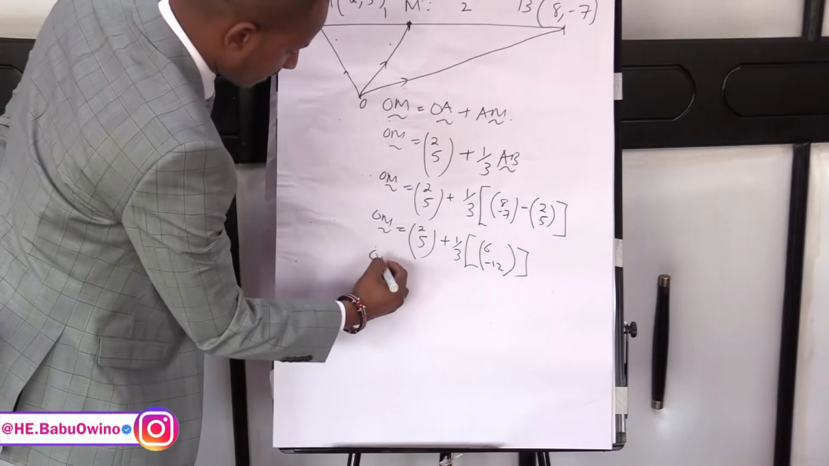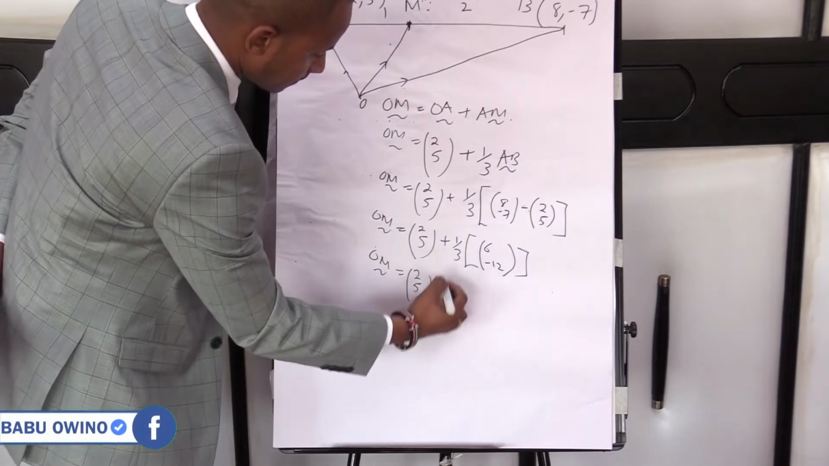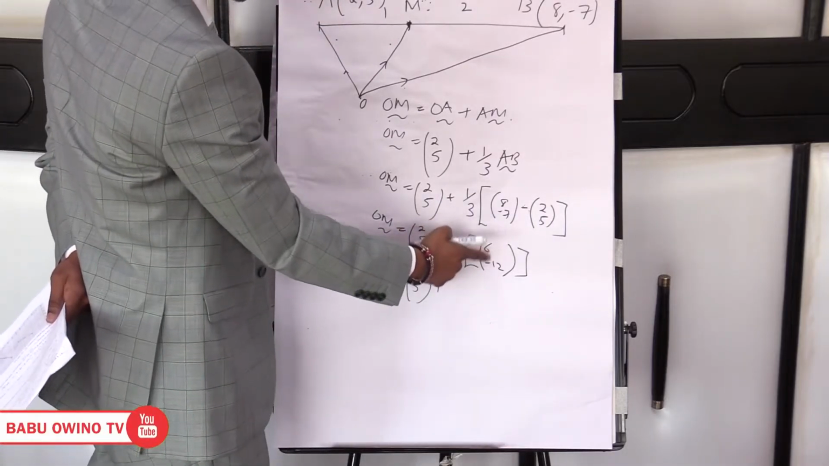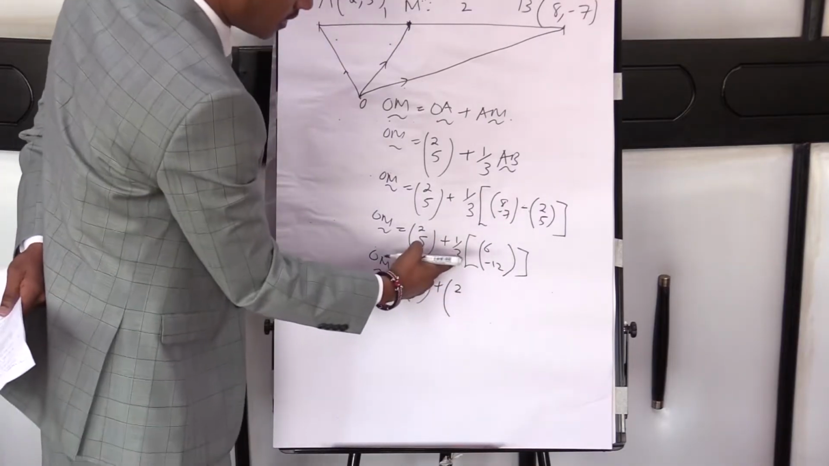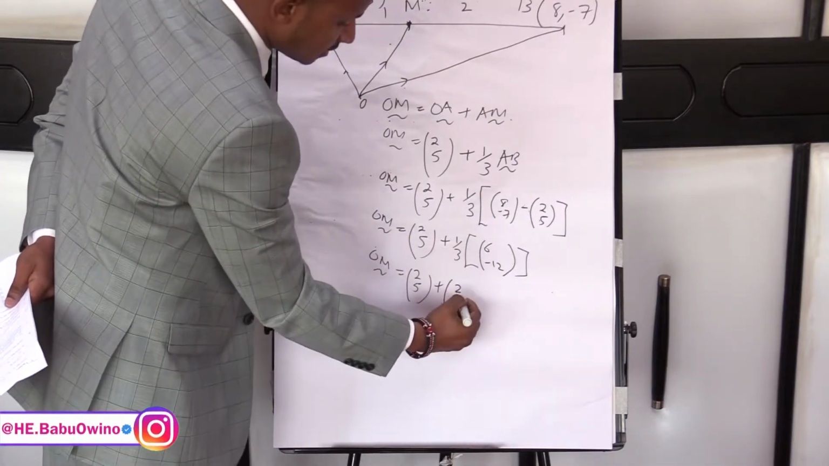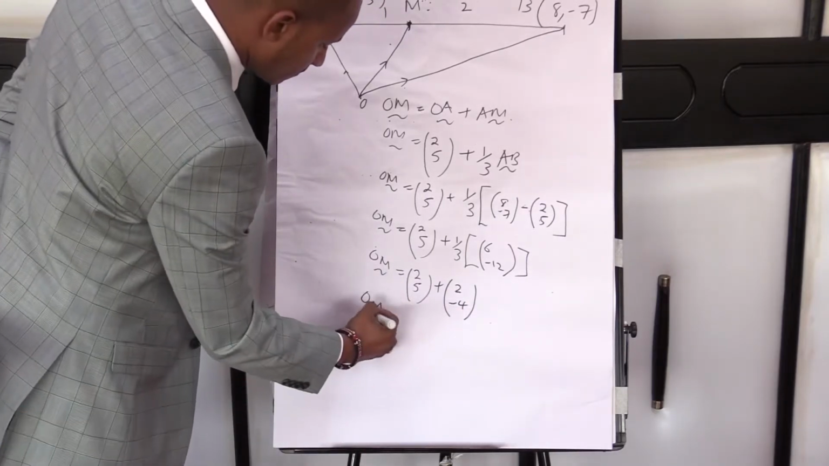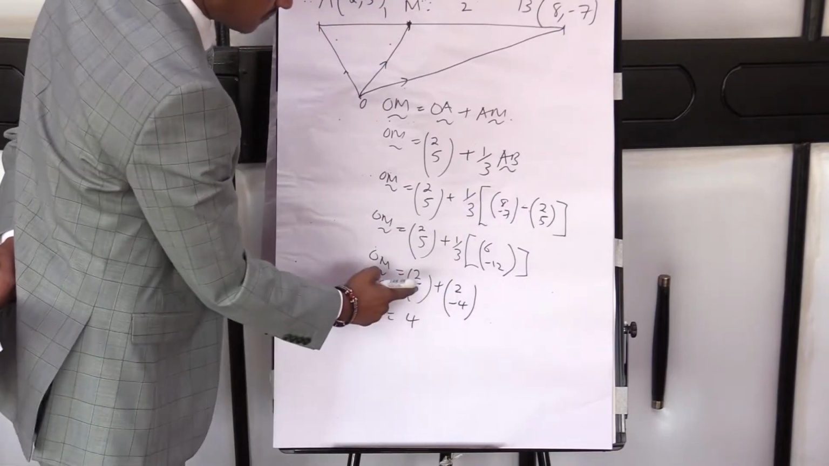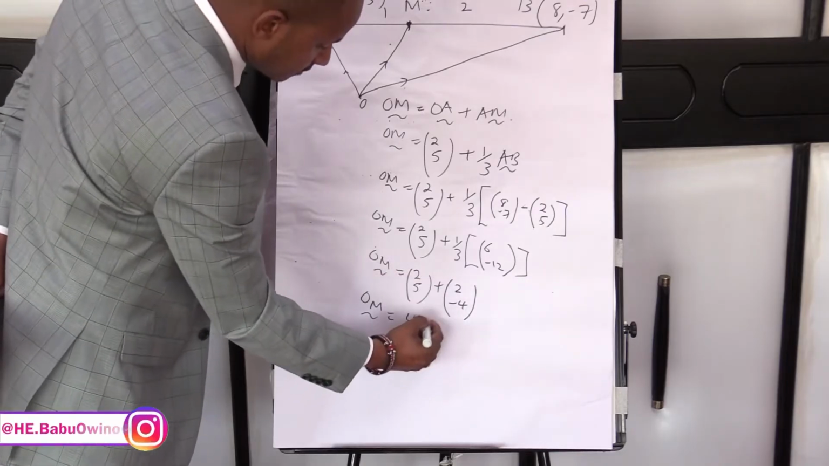When you open the bracket, OM equals (2, 5) plus a third, and we multiply every number in the column vector. So a third times 6 is 2. Then a third times minus 12 is minus 4. Therefore, OM equals 2 plus 2 is 4, then 5 plus minus 4, which is 5 minus 4, is 1.